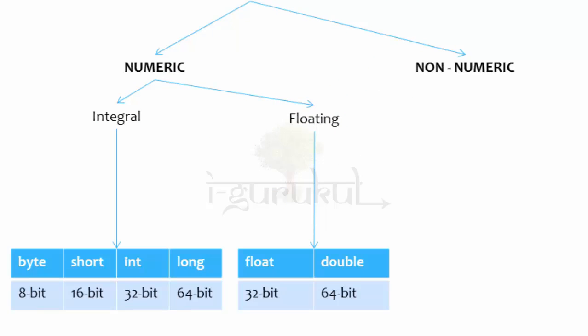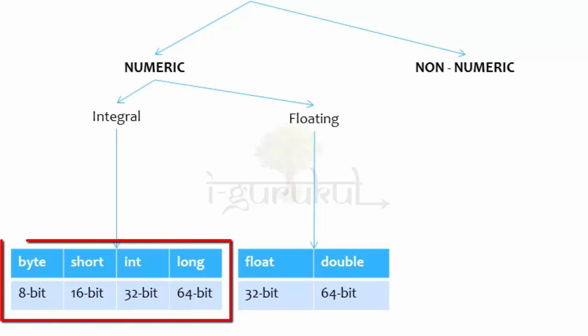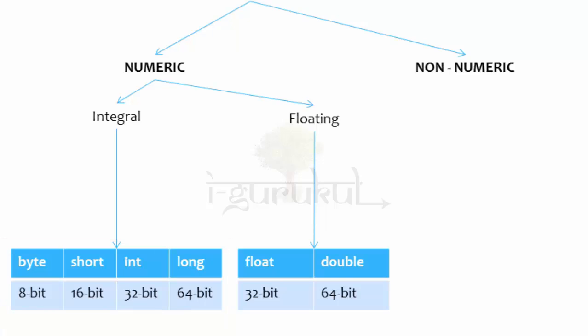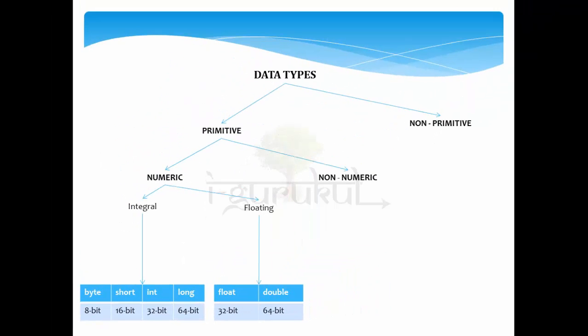Integral is then classified into four categories: byte, short, int, long, and floating point is classified into two categories: float and double. All have different memory sizes. So now the question arises, why do we need different data types, why do we need four types of integral data types or two types of floating data types? As you can see, all the six data types here are of different sizes.